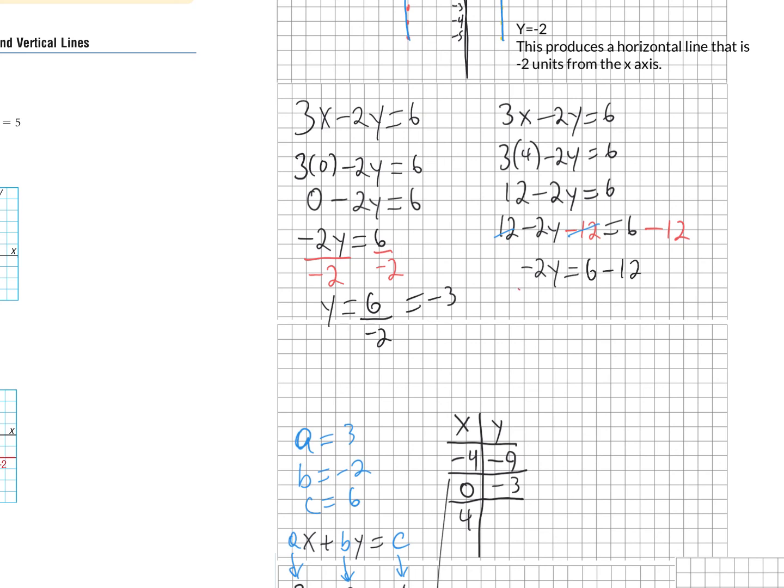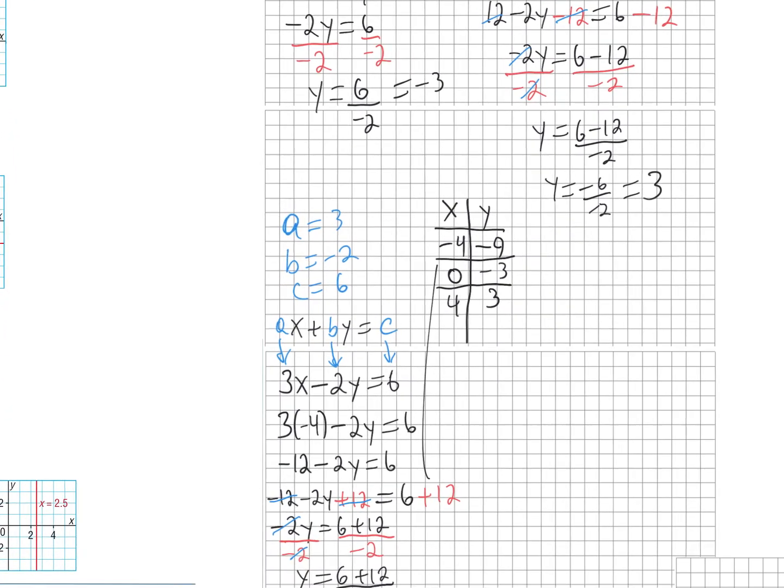And again, to get rid of this negative 2, I have to divide both sides by negative 2. And that leaves me with y equals 6 take away 12 over negative 2. Well, 6 take away 12 is negative 6 over negative 2. And since here I have two negatives, negative 6 divided by negative 2 gives me a positive 3. So I now have my table of values right here.